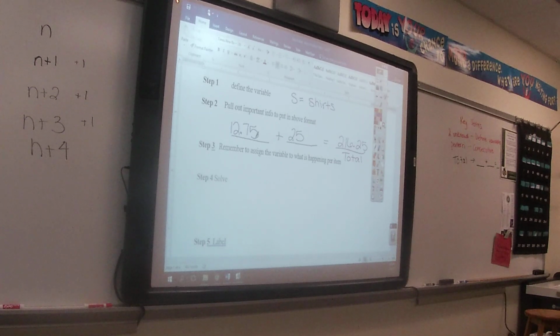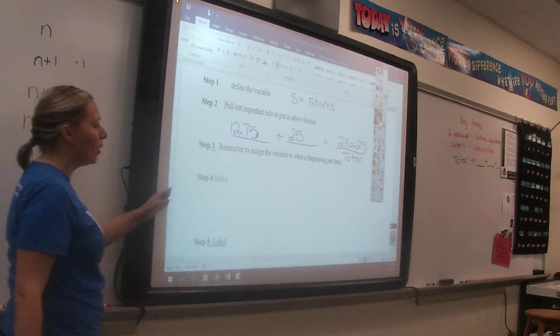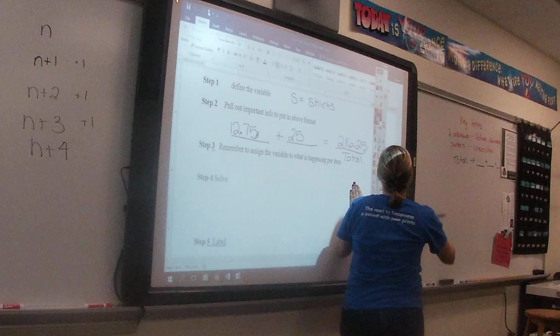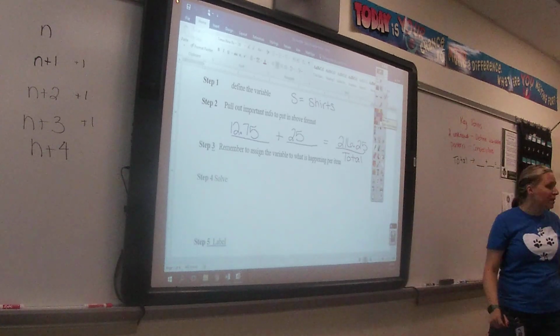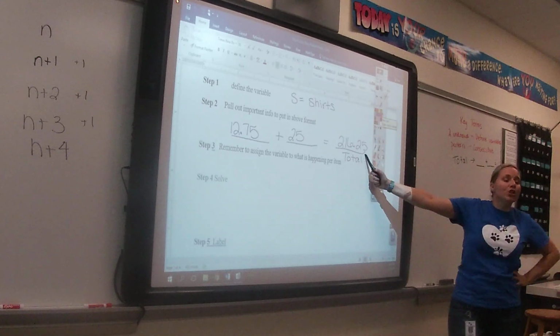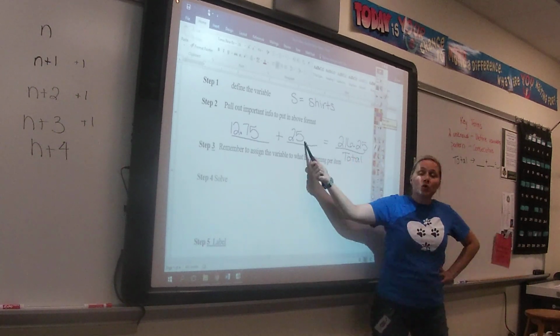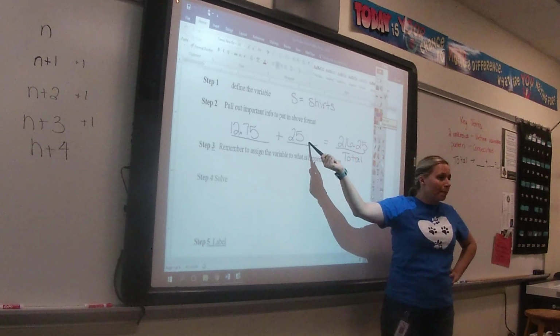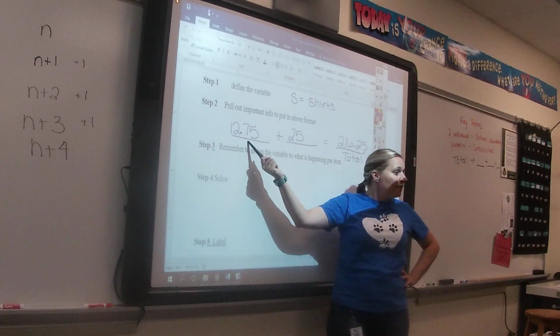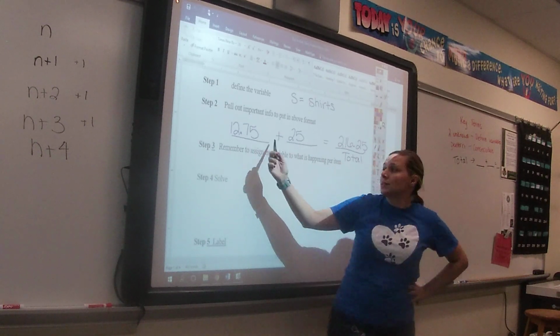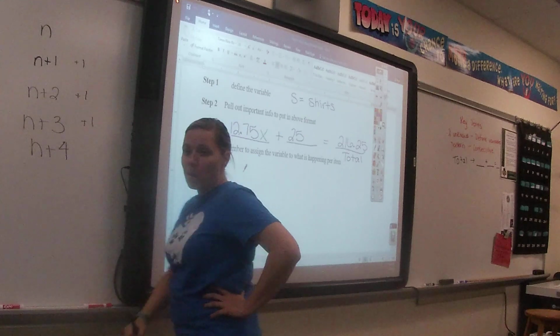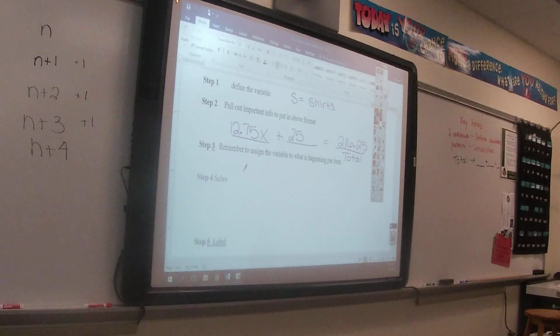Okay, now we are going to assign the variable to what is happening per item. Anything happening per item gets a variable. Is $216.25 happening per shirt? No. Is $25 happening per shirt? No. Is $12.75 happening per shirt? Yes. So it gets the variable. I'm not just randomly making up an equation. I'm doing every single piece for a reason.